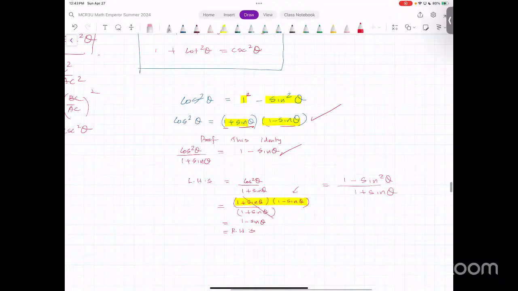Now you need to know the algebraic technique. You've got 1 minus something squared. You should be able to factor it as a plus b times a minus b. Are you following that?